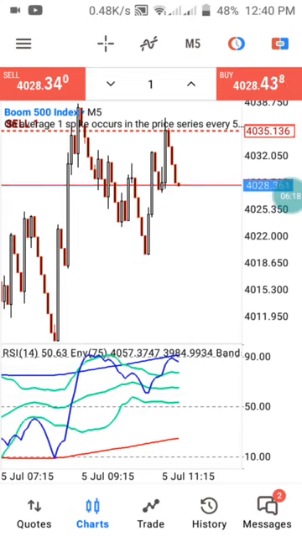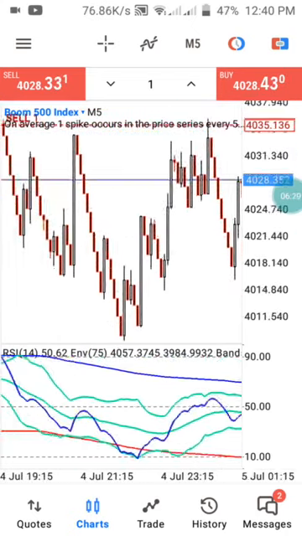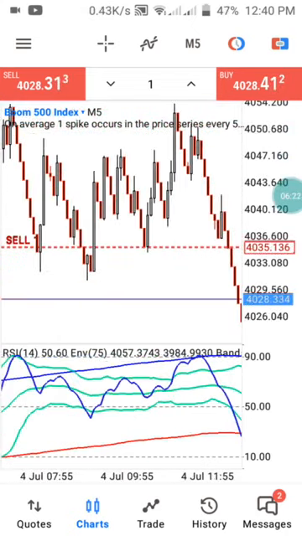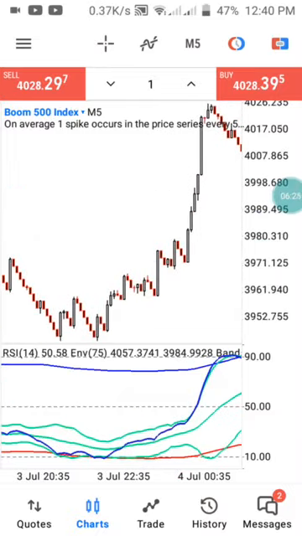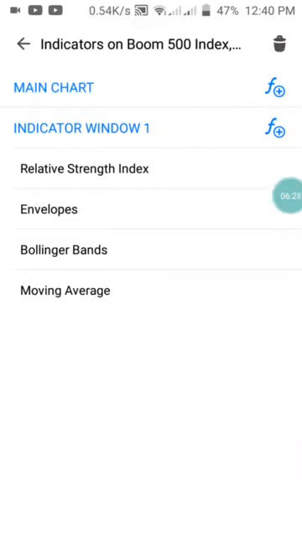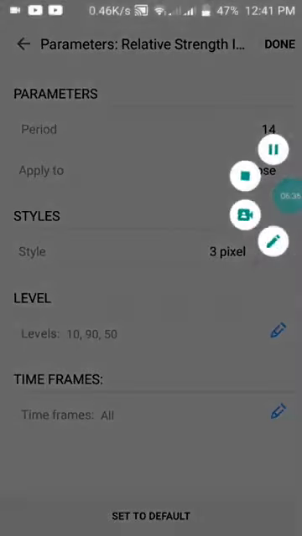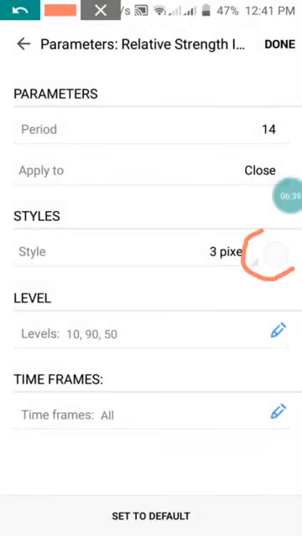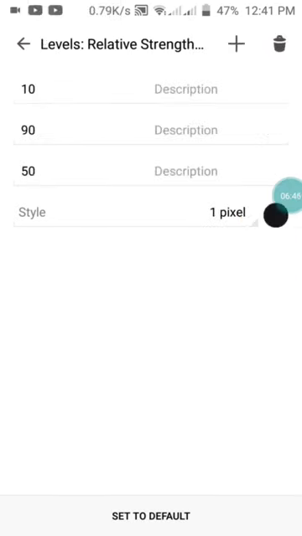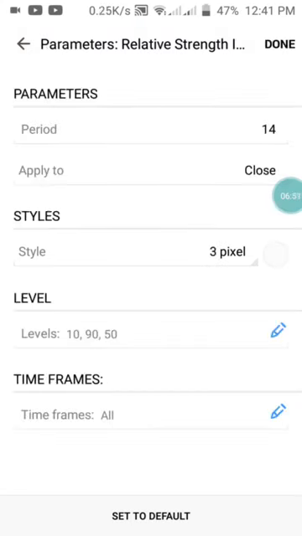So let me show you guys the settings of this particular strategy so that you can also set it up on your system. We have our indicator window 1, which is our relative strength index. We have the period of 14. We have our style set to the background color. You must set this to the background of your chart. So if you are using a black background, make sure this color also appears as black. And I also have different levels here. We have the 10, we have the 90, we have the 50, which is our take profit. Then you press on done.